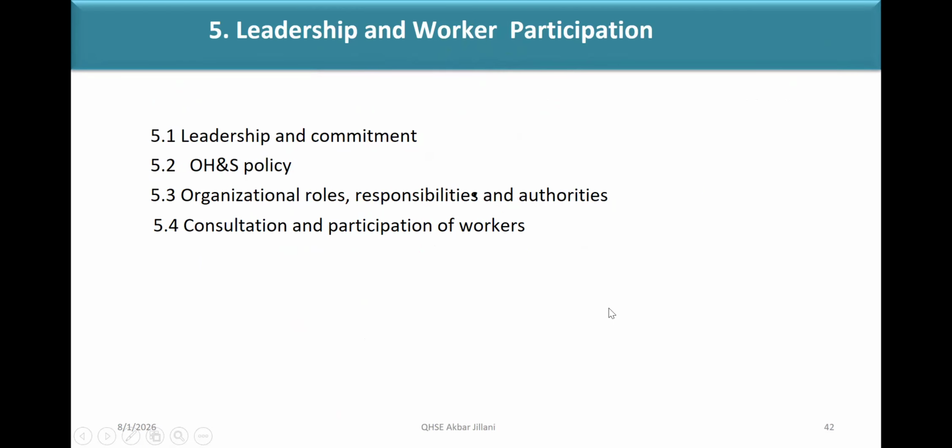Now come to the 4.3. Next, 4.3. In the 4.3 scope, 4.4 is the management system. Already you have that. Now we are focusing on the 4.2.